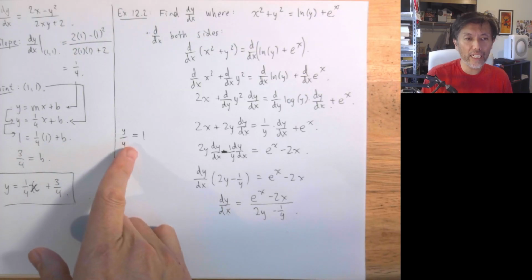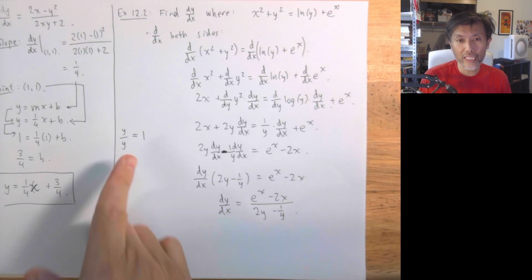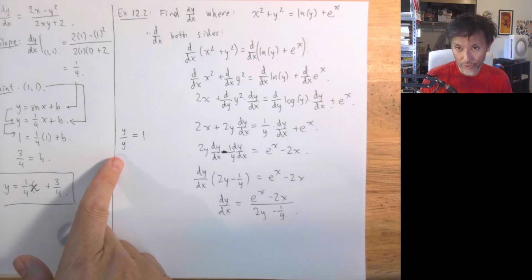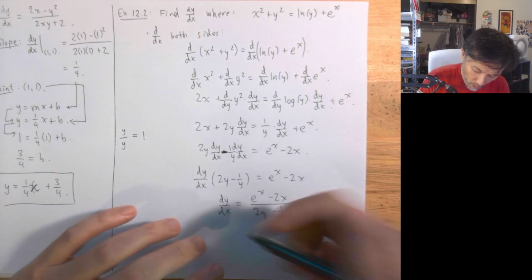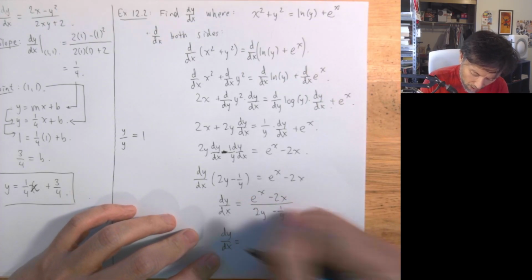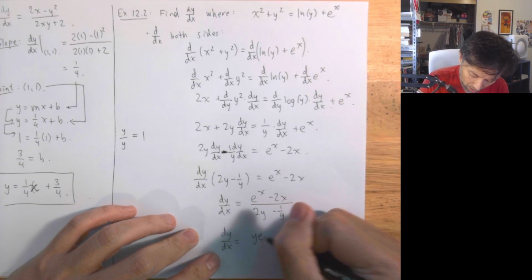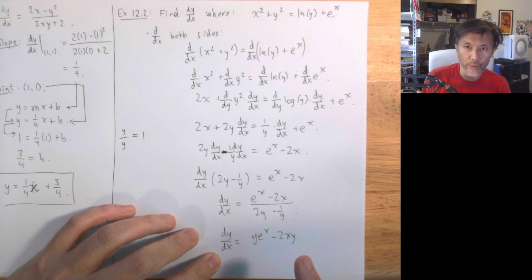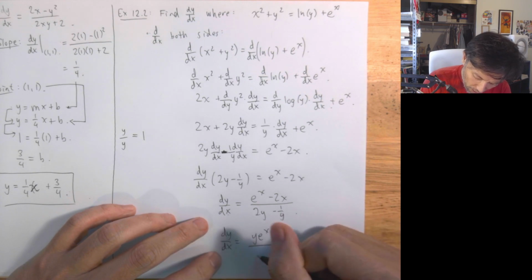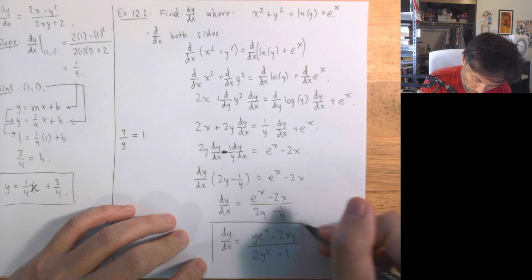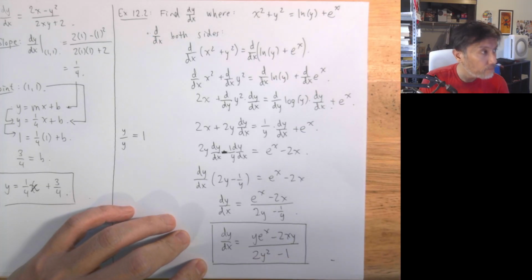So what I'm getting at is this issue is not an issue here. Y is not allowed to be 0 already. So we can multiply top and bottom by y and obtain a nicer looking answer of y e to the x minus 2xy, that's me multiplying the numerator by y, divided by 2y squared minus 1. And there's a good answer.